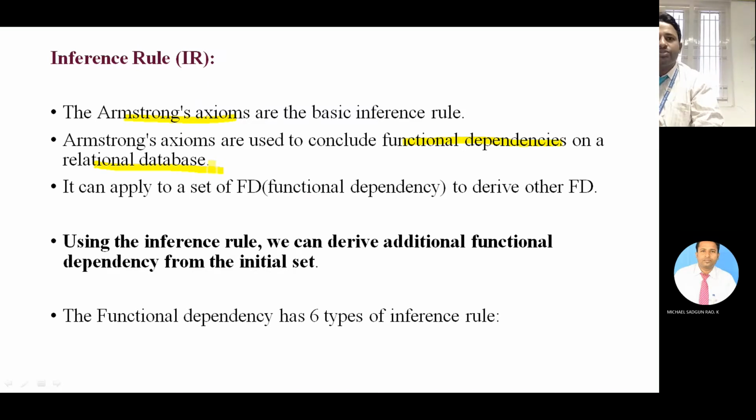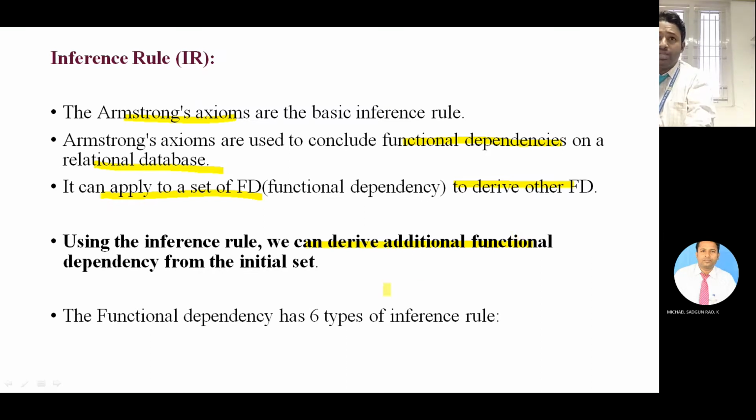In order to find out those things, we have to use these inference rules, which are based upon Armstrong's axioms. The third point here is that they can be applied to a set of functional dependencies to derive other functional dependencies. By using these inference rules, we can derive additional functional dependencies from the initial set. We have some set of functional dependencies we identified, but not only those, some other functional dependencies are also present. Those can be derived by using these inference rules.